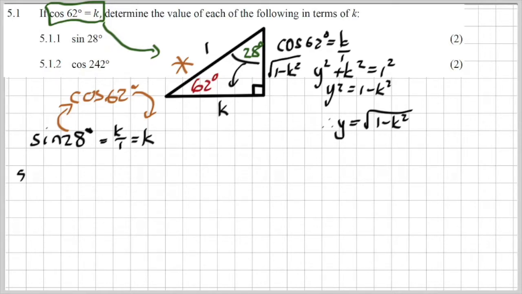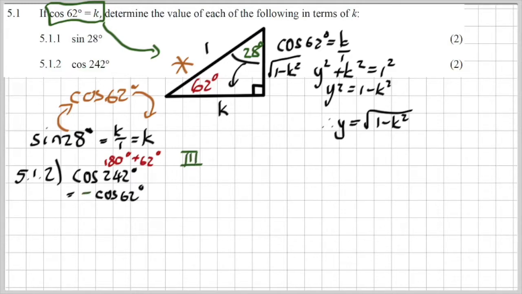Next up, ladies and gentlemen, I'm now going to look at cos of 242 degrees. When looking at cos of 242 degrees, I'm going to simply reduce my angle, and this is using 180 plus 62 because it's in the third quadrant, and therefore it is negative cos of 62 degrees. And again, cos of 62 degrees is k. So for me, this question is a little bit on the soft side.